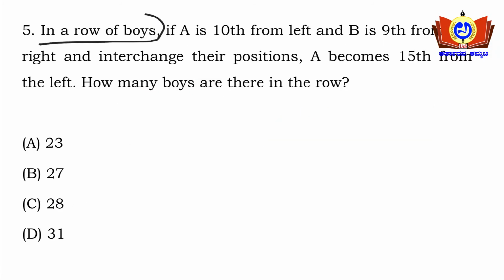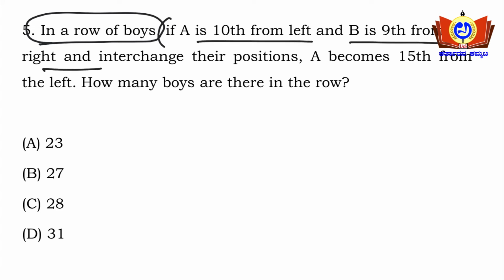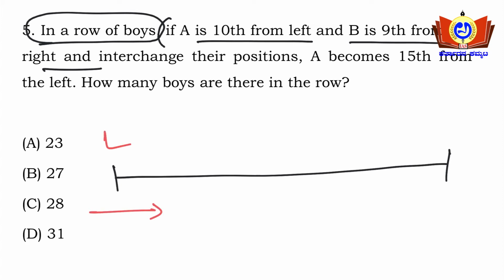In a row of boys, if A is 10th from left and B is 9th from the right. Okay, there is a row here. What is the first condition they have given here? A is 10th from left. So this is left, and this is right. So A will be here and its position is 10th from left, and B is 9th from right. Okay, I'll write B here, and from right it is 9th position.